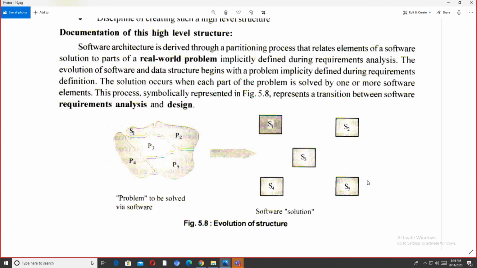It is clear that a real world problem is being implicitly defined during requirement analysis, which is further transformed into solutions using software solutions. Right, so let's move further.